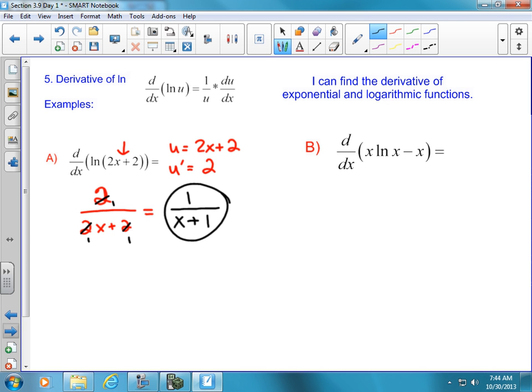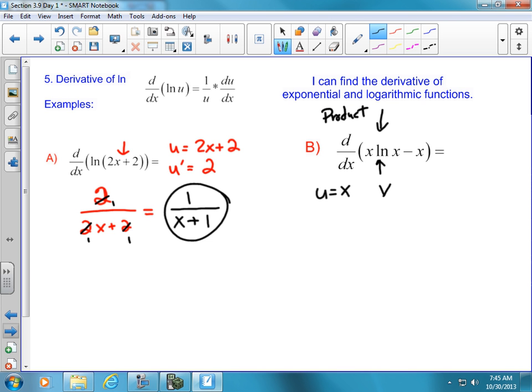Okay, the second example is a little bit more complicated because we're going to have to use some product rule. So we have product rule, this times this, and then we have a minus x. Let's start by taking the derivative of x times ln of x. We need a u, because we have one function which is x. You should notice that this is a function times a function, so we have to use the product rule.